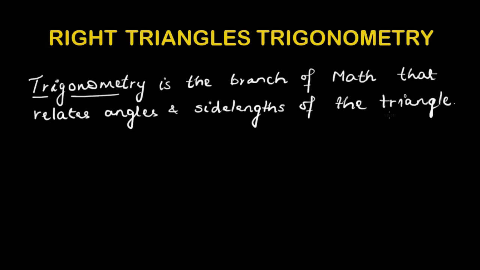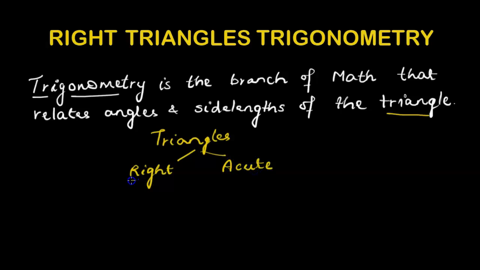We will be dealing with two types of triangles. One is right triangles and one is acute triangles. In this unit we would focus on right triangle trigonometry. We know right triangles are triangles that contain one angle equal to 90 degrees, or a right angle. That's why the triangle is named a right triangle.